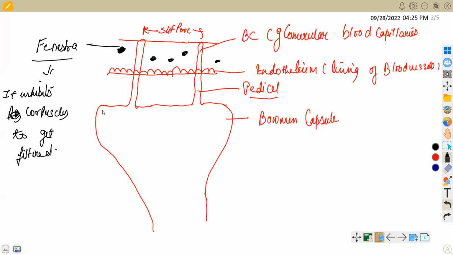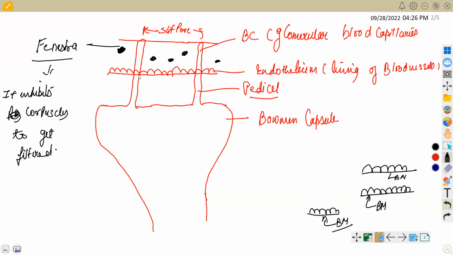This one here is blood capillaries and this one is Bowman capsule. Anything in epithelium we have studied has a basement membrane, and anything is resting over the basement membrane. So when endothelium is resting, it is resting over the basement membrane, and when the squamous epithelium of Bowman capsule is resting, it is again resting over the basement membrane.